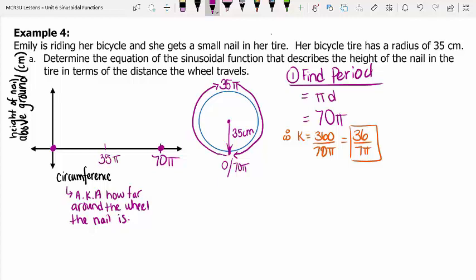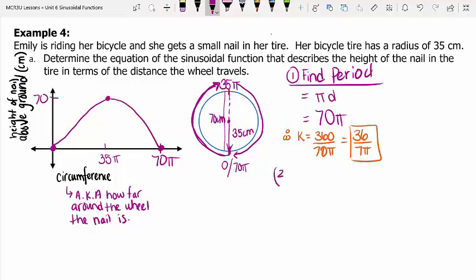How did I know that? Well, let's look at the picture of the circle. Halfway through the rotation is where the nail is at the highest point above the ground. And that highest point above the ground, this entire distance here, is 70 centimeters. So that means our maximum is at 70 centimeters and it happens at 35 pi. Now that we have a better picture of what our graph looks like, we can draw the outline of our graph and start to come up with the other key points.